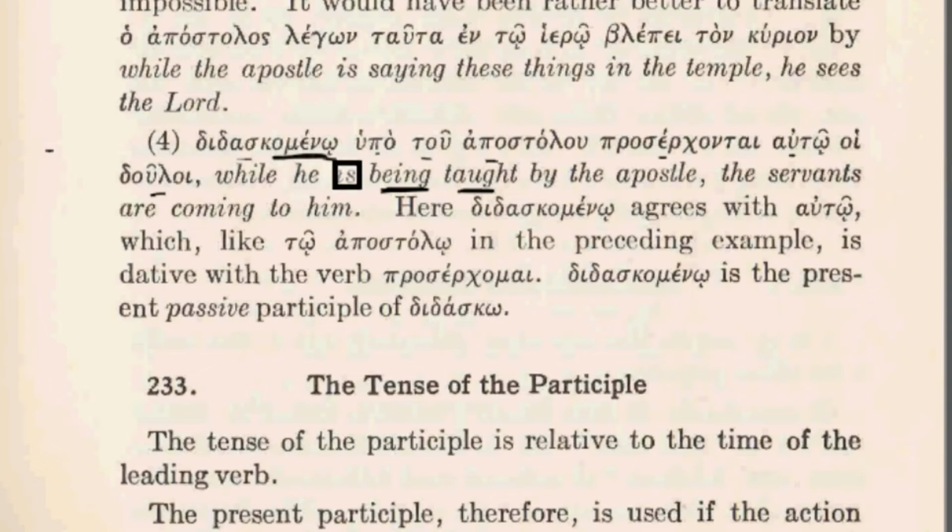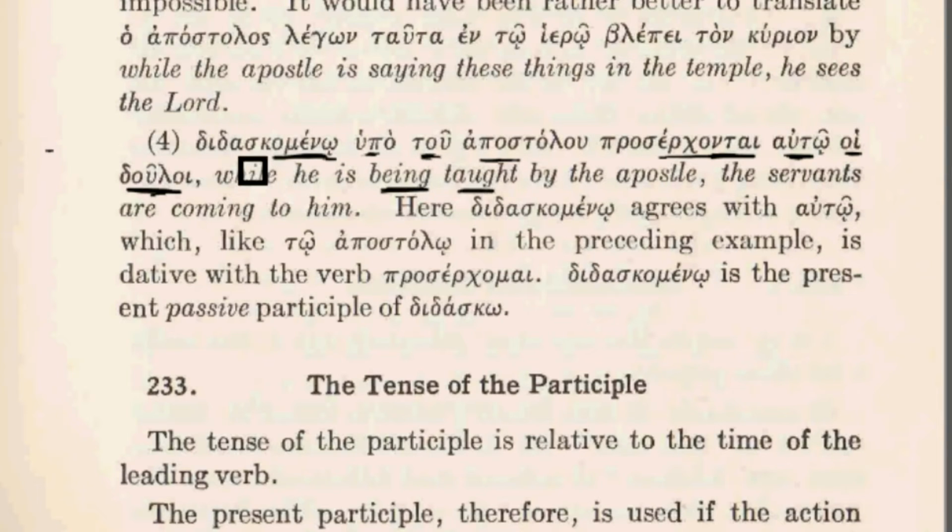We have didaskomeno, being taught, hupo, by, tou apostolou, the apostle, proserkontai, they, third person plural ending on our vocabulary word proserkomai, they come, to him, auto, dative case, because proserkontai takes the dative. And now I finally find the subject of the sentence here at the very end of it, hoi douloi, the slaves. So the slaves come to him, and then being taught by the apostle.